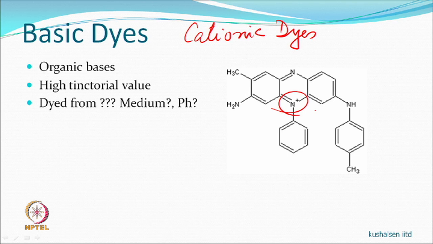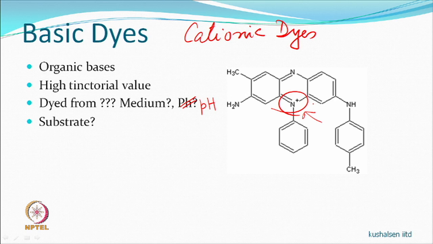So, high tinctorial value. These are also dyed from aqueous medium, and what is the pH? What is the pH of dyeing according to you? Acidic pH. So, acidic pH is required. Only in the acidic pH this group gets generated, otherwise you will not be able to dye. And because they are cationic, the anion comes from the substrate which is acrylic.